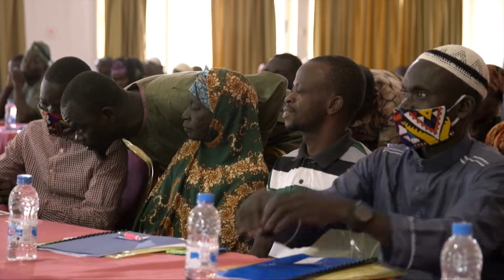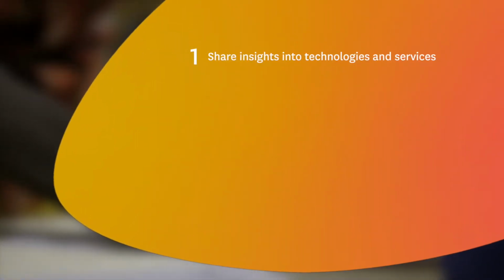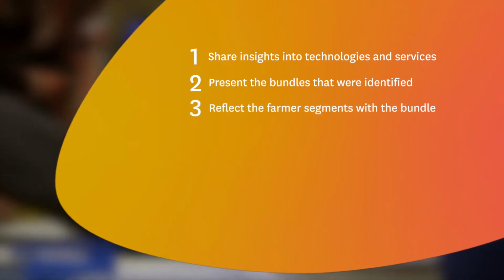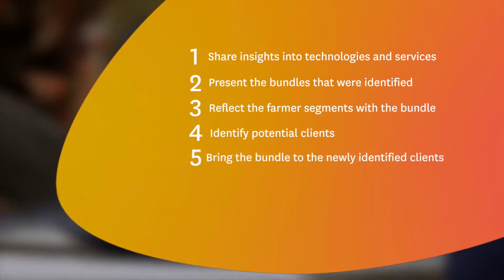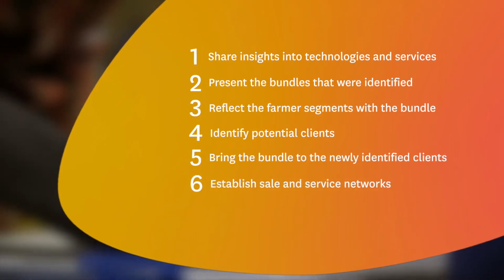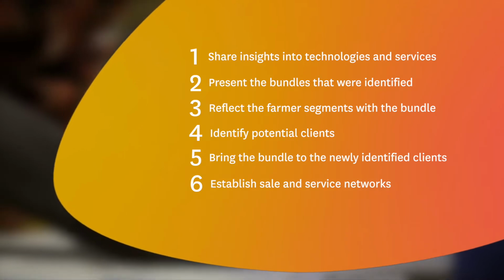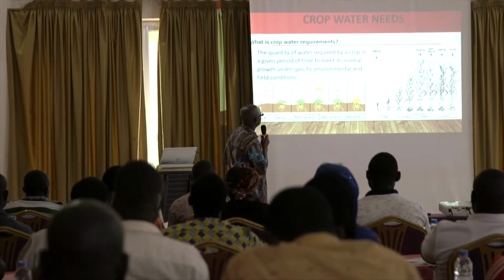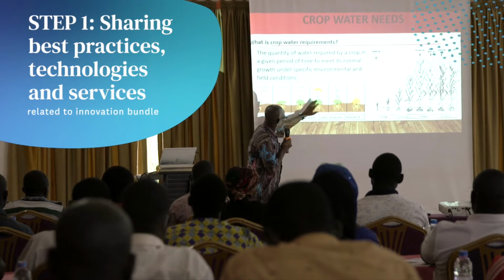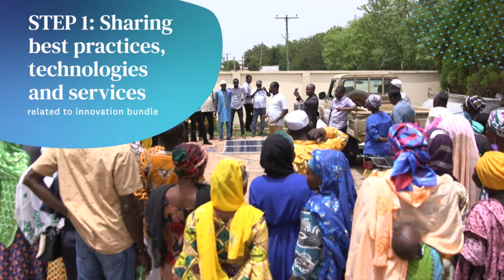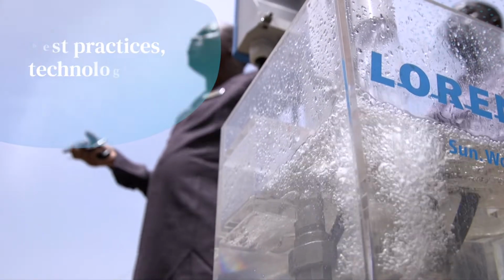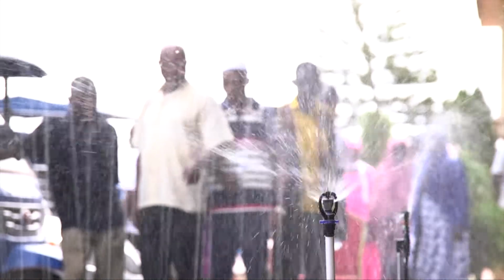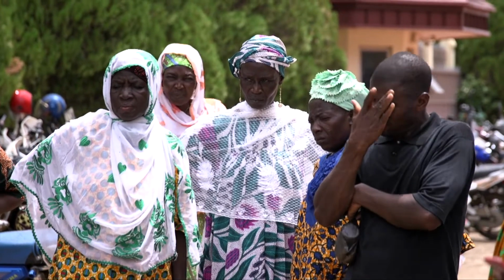The agenda for this workshop follows 6 steps. We start this workshop by sharing best practices and available technologies and services in the region that are related to the innovation bundle. In this example, we are talking about irrigation, and we demonstrate some of the products to participants.